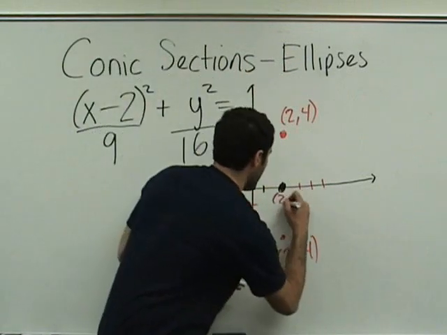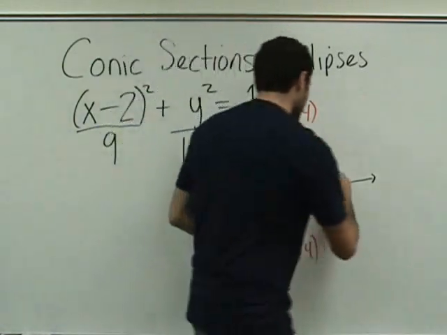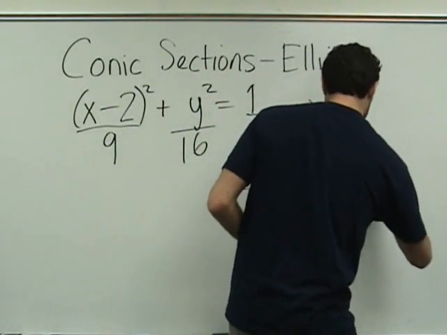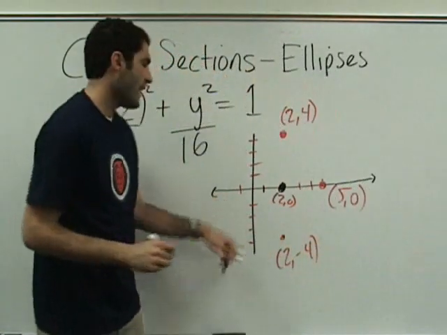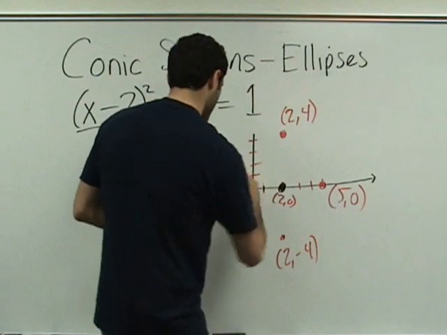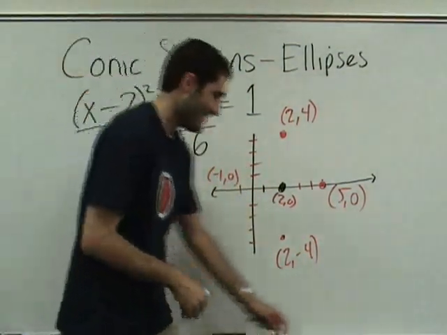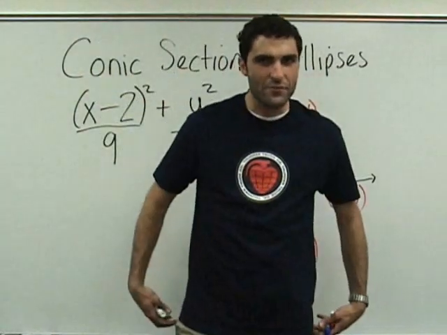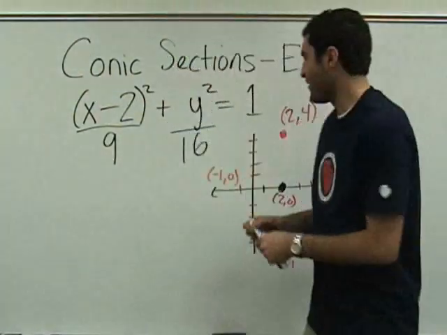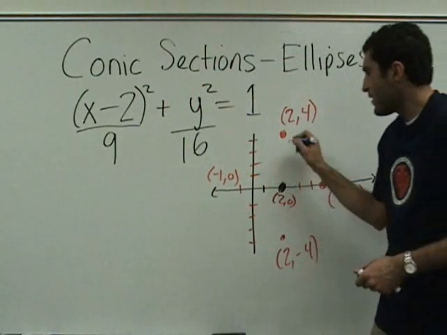This was 2, 0. 5, 0. 5, 0. And then negative 1, 0. Negative 1, 0. Next step? Draw. Draw. They don't make them like that anymore.